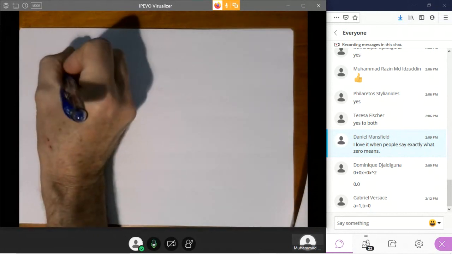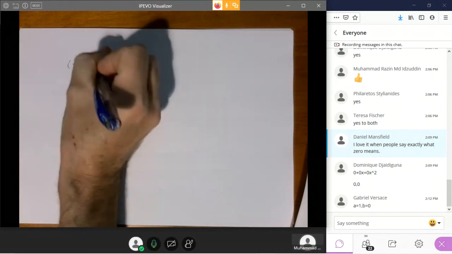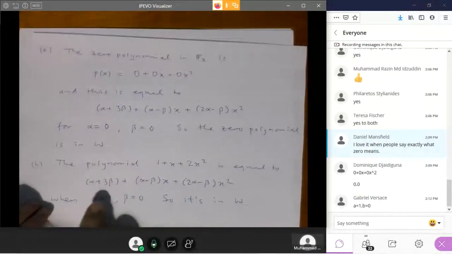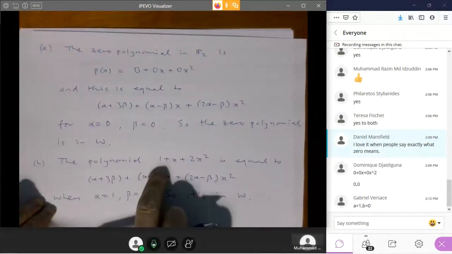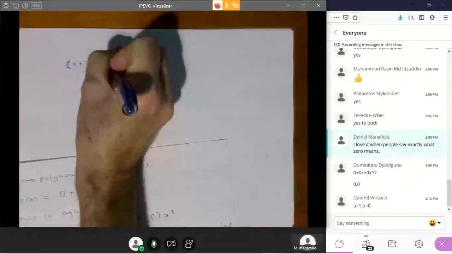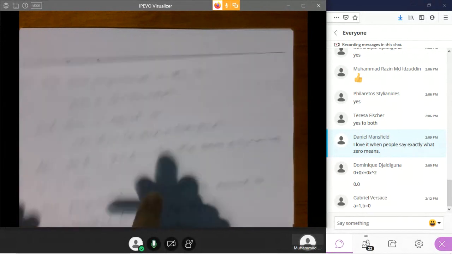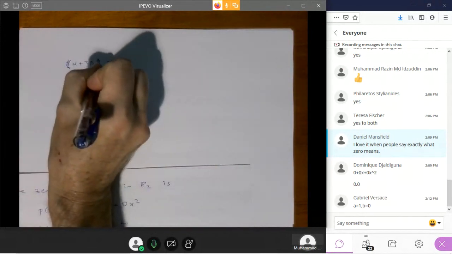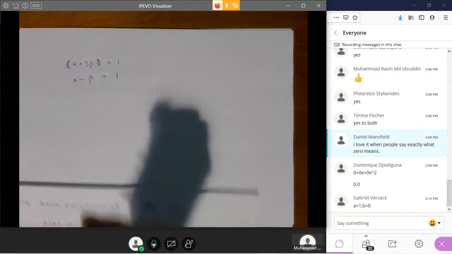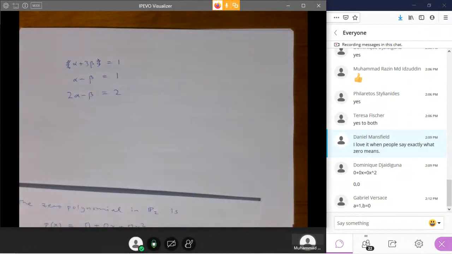Well, in that case, you would want to do something like this. If this polynomial equals that one, then alpha plus 3 beta equals 1. And then also alpha minus beta must be the coefficient of x, which is 1. And then 2 alpha minus beta must equal 2, the coefficient of x squared. Okay, and then you could solve that.